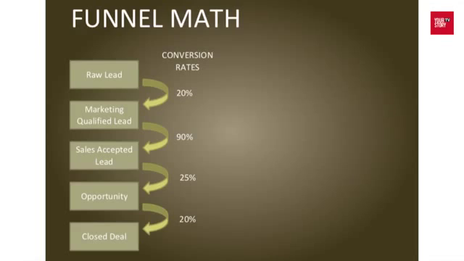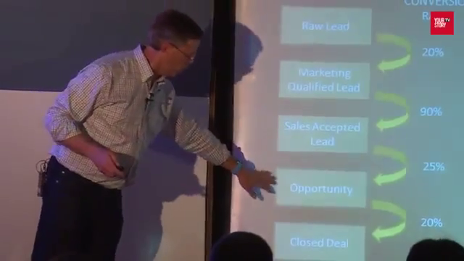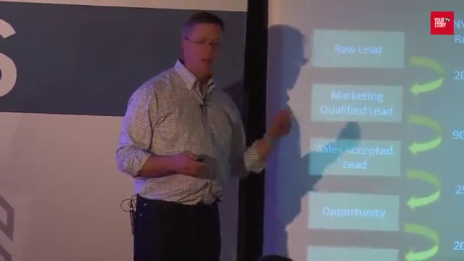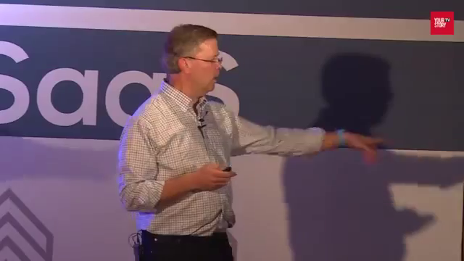This one is very important. Funnel math. So I mentioned to you raw lead, marketing qualified lead, sales accepts the lead, it's a different stage, turns into an opportunity, turns into a closed deal. If you know the conversion rates, something extremely magical can be done here, which is we can look at one closed deal and work backwards to realize that we need 5 opportunities to get to that one closed deal. We need 20 sales accepted leads, we need 25 marketing qualified leads, and we need 125 raw leads.